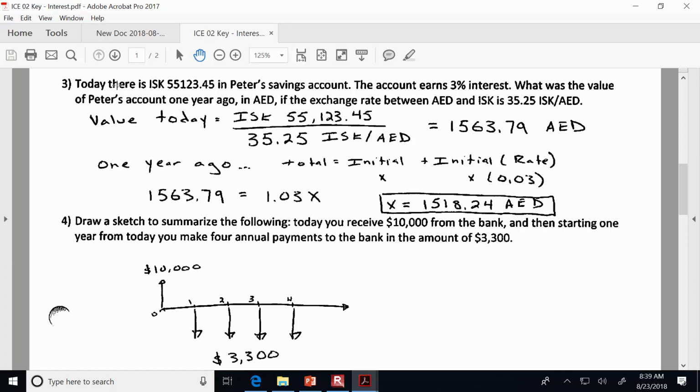Does anybody have any questions for problems 3 or 4? The solutions are up on the screen there.